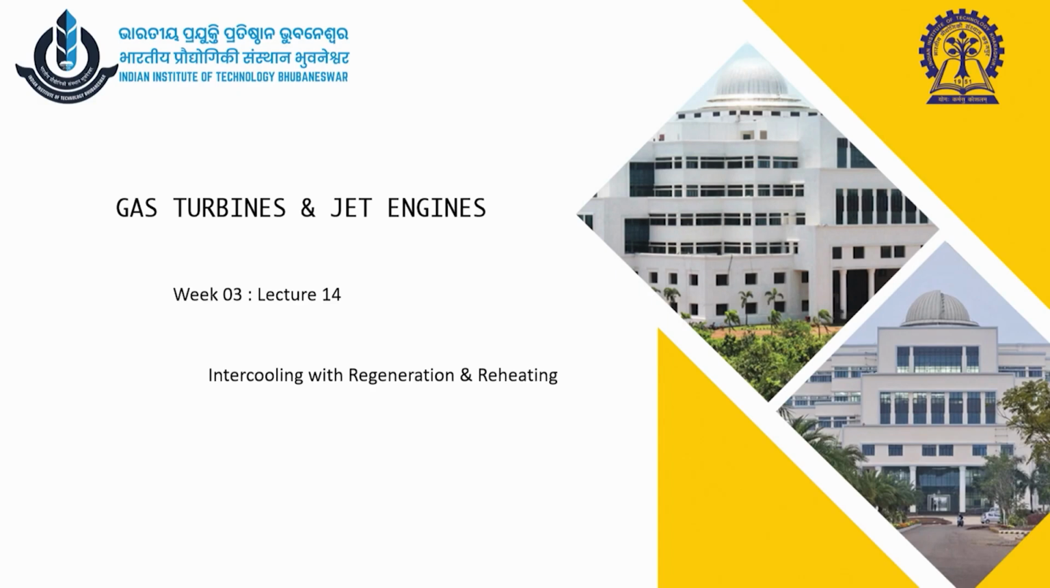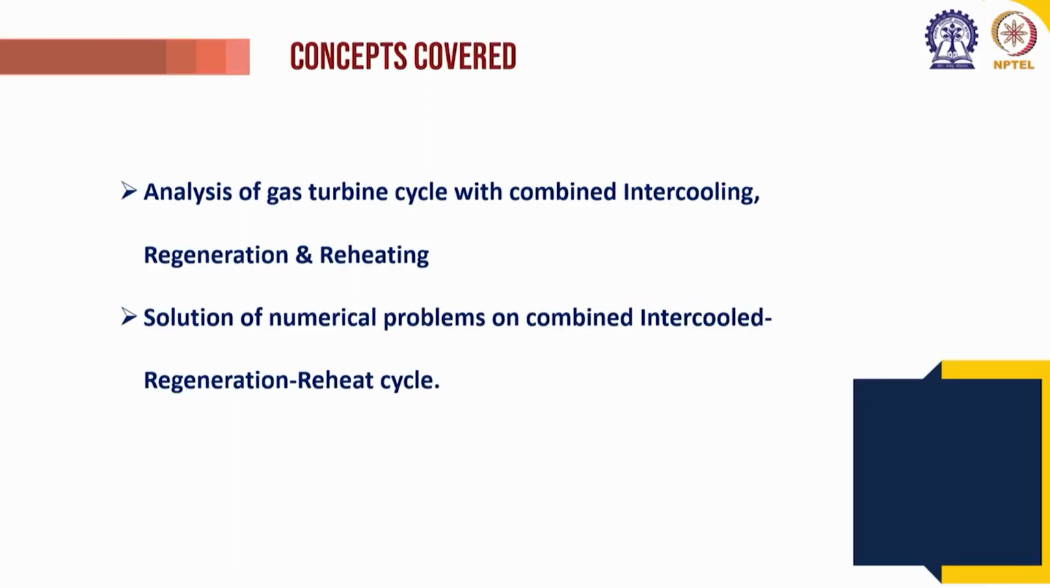Till now we have seen various combinations or standalone cycles with intercooling, with regeneration or with reheating. Now, if all three are combined, then also a gas turbine cycle is possible and we will see that it has the best performance characteristics. So, we are going to analyze this cycle and see its performance characteristics, and then we are going to solve a numerical problem on this intercool regeneration reheat combined cycle. So, the concepts covered are analysis of this combined cycle and problem solving for this combined cycle.